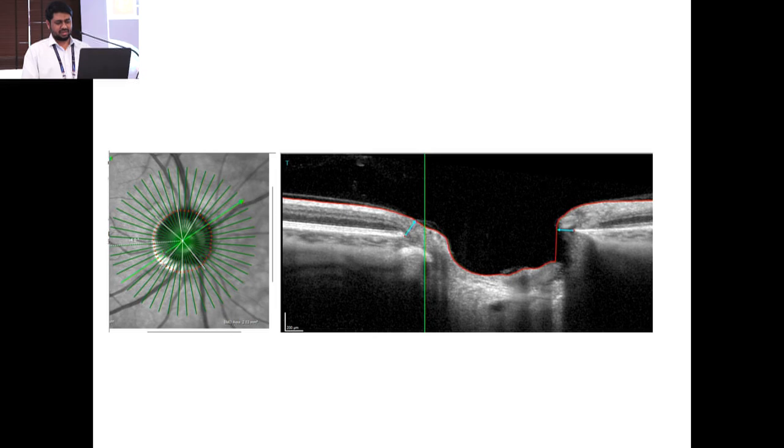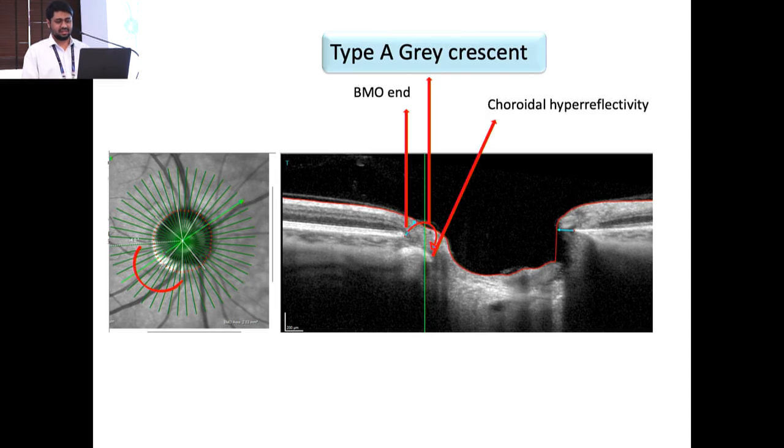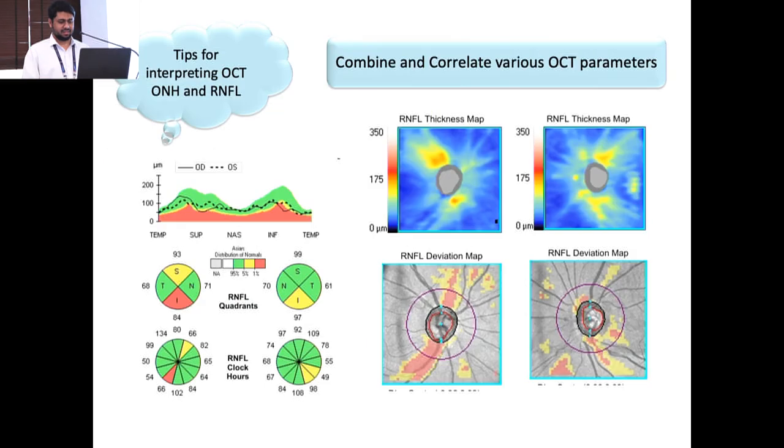And it has two types. One is where the Bruch's membrane will encroach onto the NRR, whereas in this case, a type K crescent, the hyperreflective choroid will encroach. All these will give a false impression of the outer border. You can clearly see the outer border is actually masked by the gray crescent. So always look for the gray crescent, and we can use OCT to delineate it.